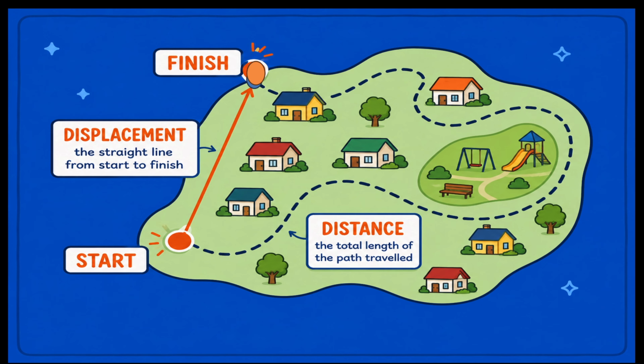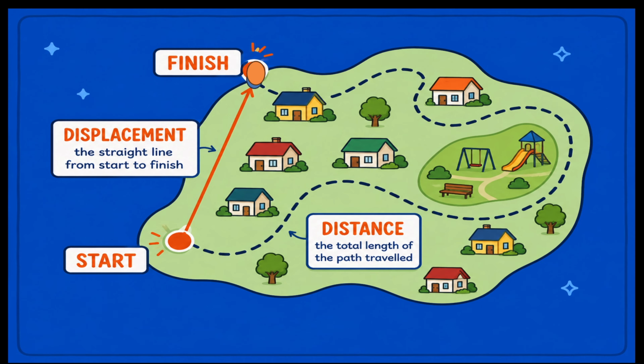Displacement has a magnitude because the length of the straight line can be measured. It also has a direction because we need to say which way the finishing point is from the starting point. Displacement is therefore a vector. Remember, distance is the total length of the path traveled. Displacement is a straight line change in position from start to finish, including direction.